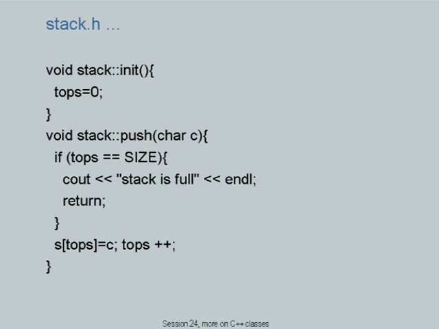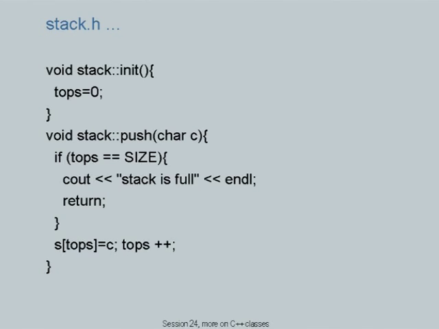So here I have the init stack, which just initializes the top of stack. Here I have push character C. It checks whether top is equal to size, in which case there is no position to place the character. Please note that tos always denotes the next empty position in the implementation of stack as an array. So the next empty position is where you have to push the next character. However, if that next position itself is equal to size, and the array boundaries are 0 and size-1, I can't implement it, and therefore I say stack is full. Otherwise, I assign C to the top of stack and increment it by one.